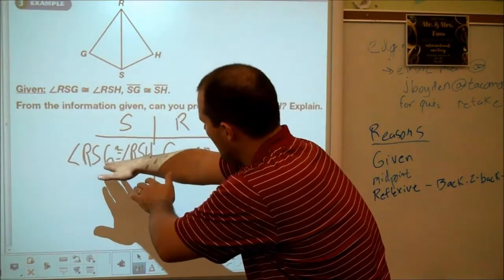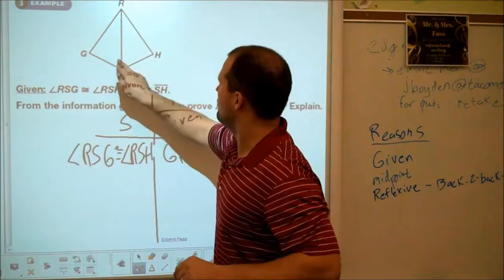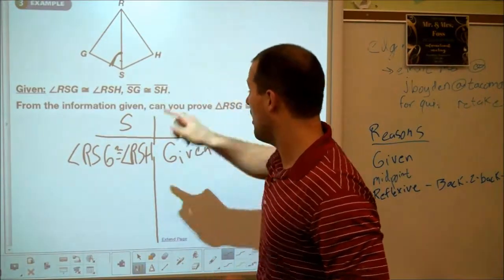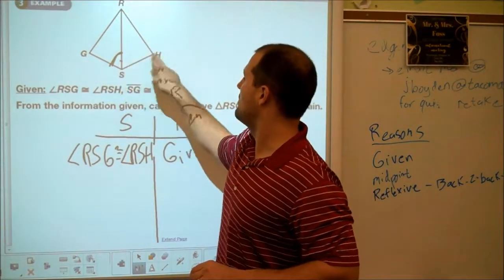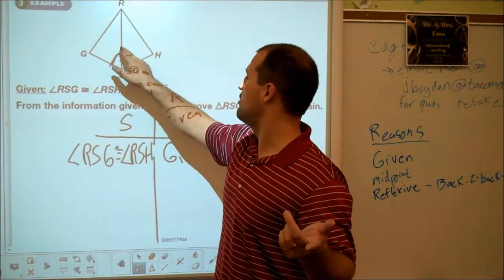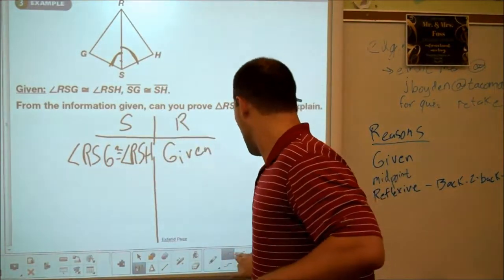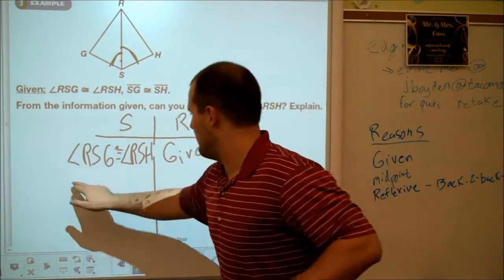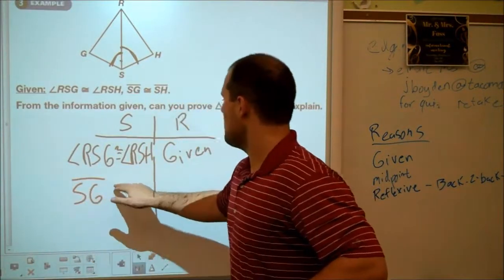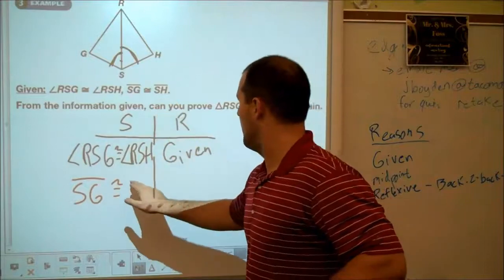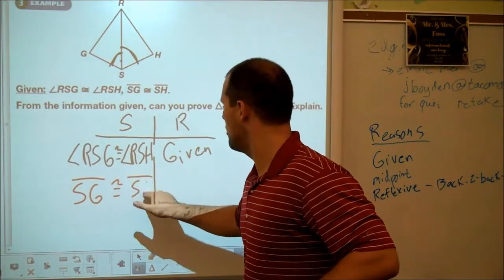So angle RSG, that's right here. One mark. RSH. Just trace it. R to S to H. There's that other angle there. Now I've got it marked. Okay, let's keep going. I've got segment SG is congruent to segment SH. Mark the picture.